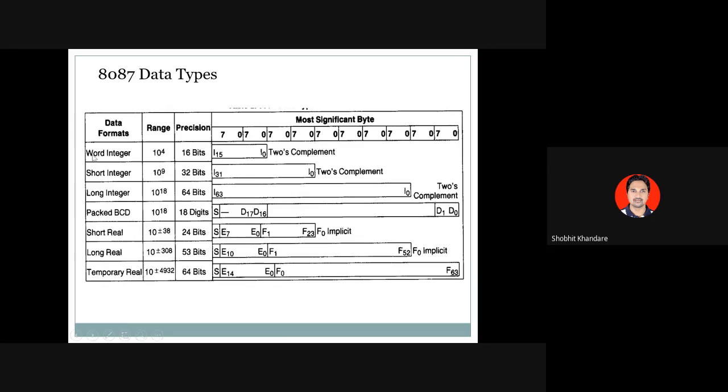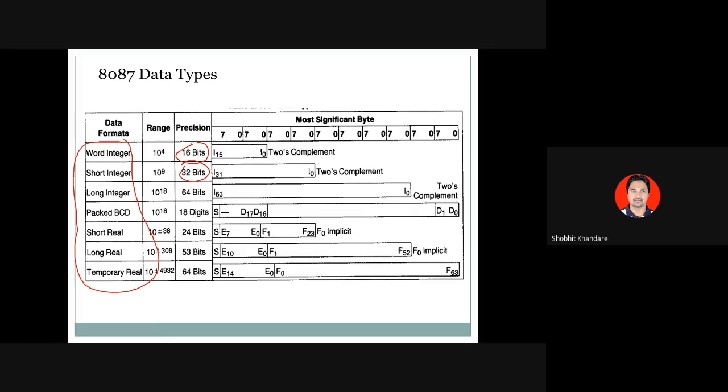The data types are word integer, short integer, long integer, packed BCD, short real, long real, and temporal real. If I want to give you the size, the word integer is 16 bits and the short integer is 32 bits. I mean to say that these are the different data types which 8087 can handle.